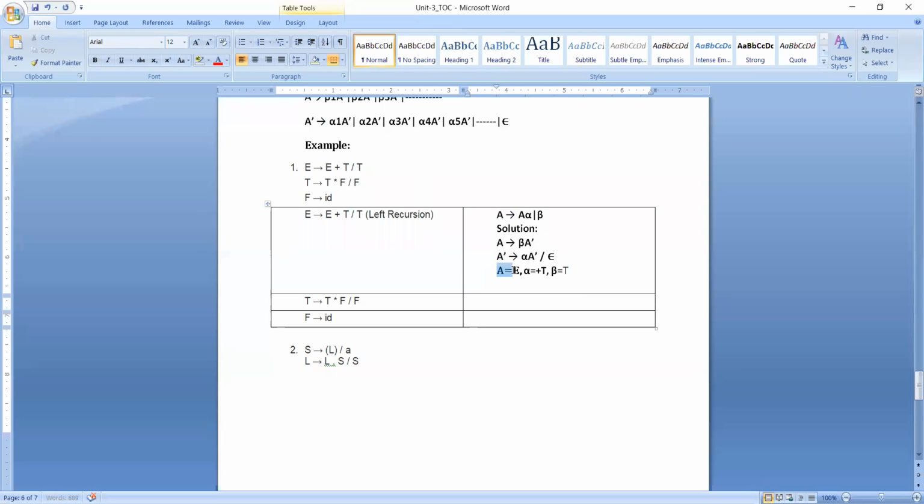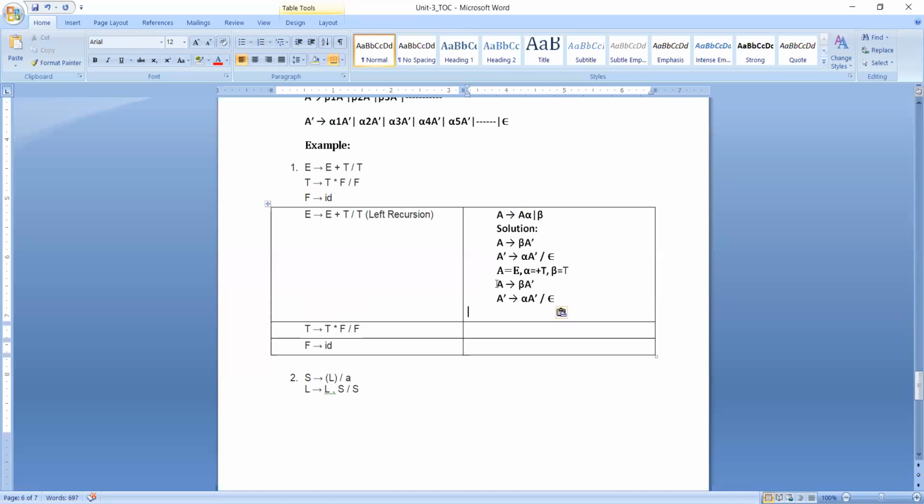Now we got capital A, alpha and beta also. Now we need to write down the solution for this. What is our solution? A derives to beta A dash. What is A now? Capital E. Capital E derives to beta, which is capital T, and A dash, in the sense, E dash.